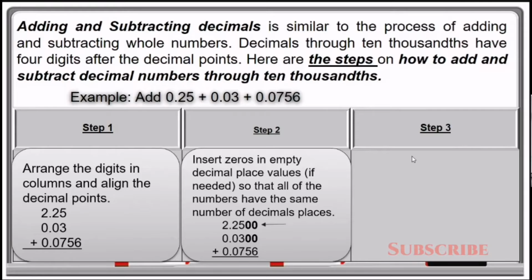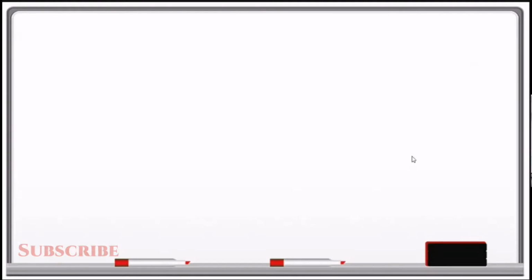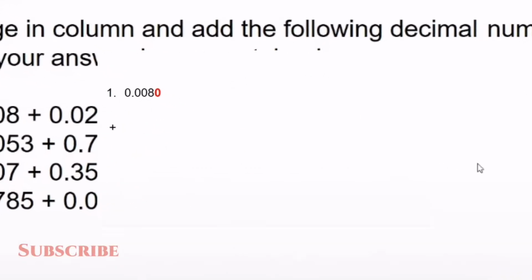Step number 3, then add or subtract as with whole numbers. That would give us the decimal number 2.3556. Next, we have learning task number 1: arrange in columns and add the following decimal numbers.